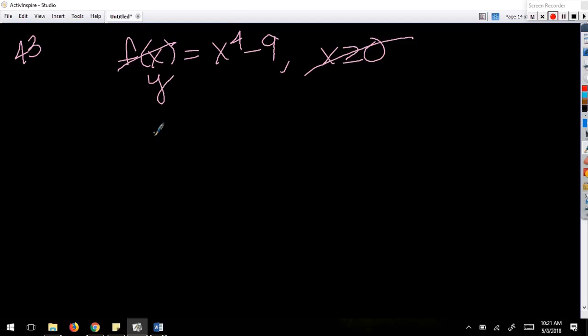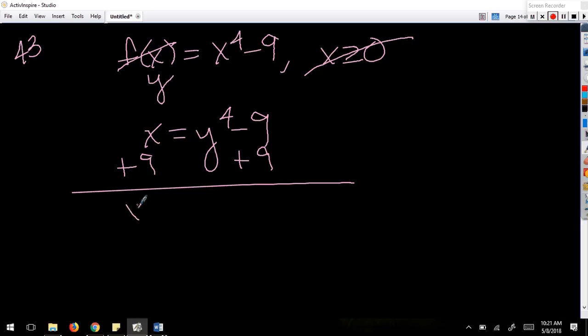Come on, guys, how do I find the inverse? Switch the x and the y. Yeah. You can add 9. Add the 9. Now what? The 4th root. What root? The 4th root of x plus 9 equals y, and I leave it just like that.